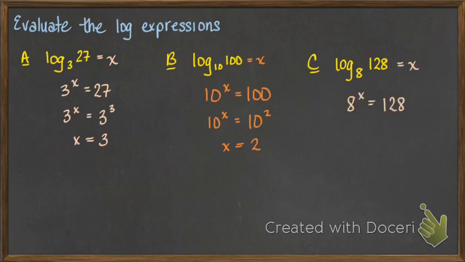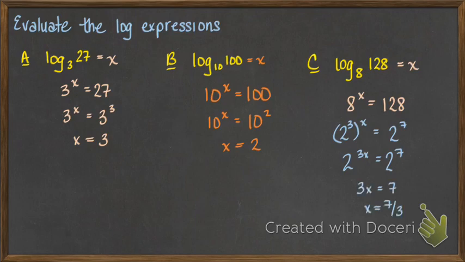Finally, the log base 8 of 128. Rewriting in an exponential form doesn't seem immediately useful. 8 to the x equals 128. Well, 128 is not a power of 8. So we have to find some common base to rewrite them. Well, since 8 is really 2 to the third and 128 is 2 to the 7th, then 2 to the 3x equals 2 to the 7th, which must mean 3x equals 7 or x equals 7 thirds. So that means that 8 to the 7 thirds power would be 128.